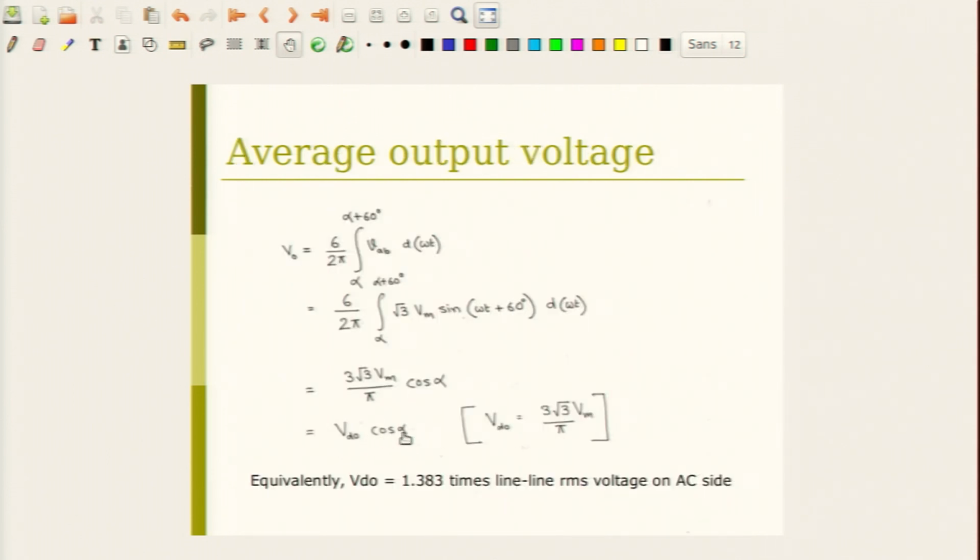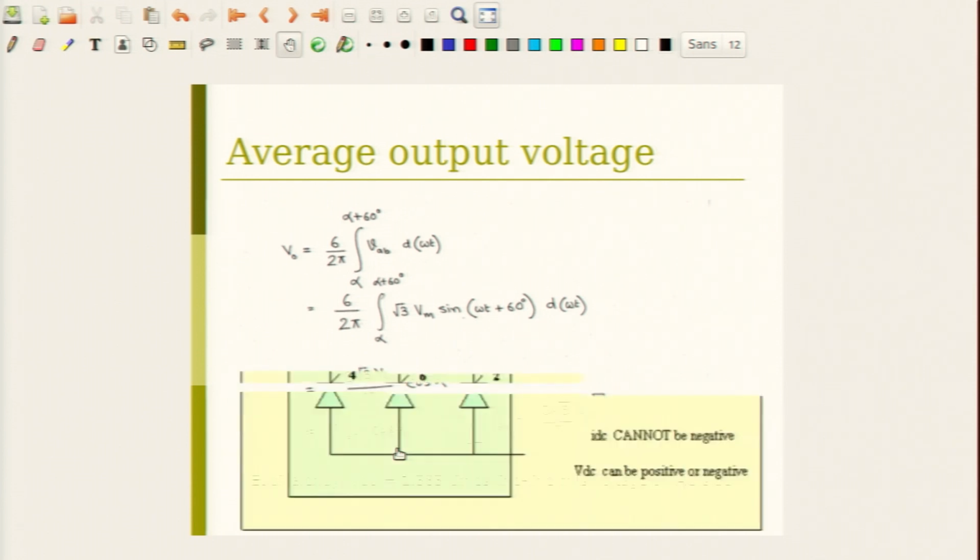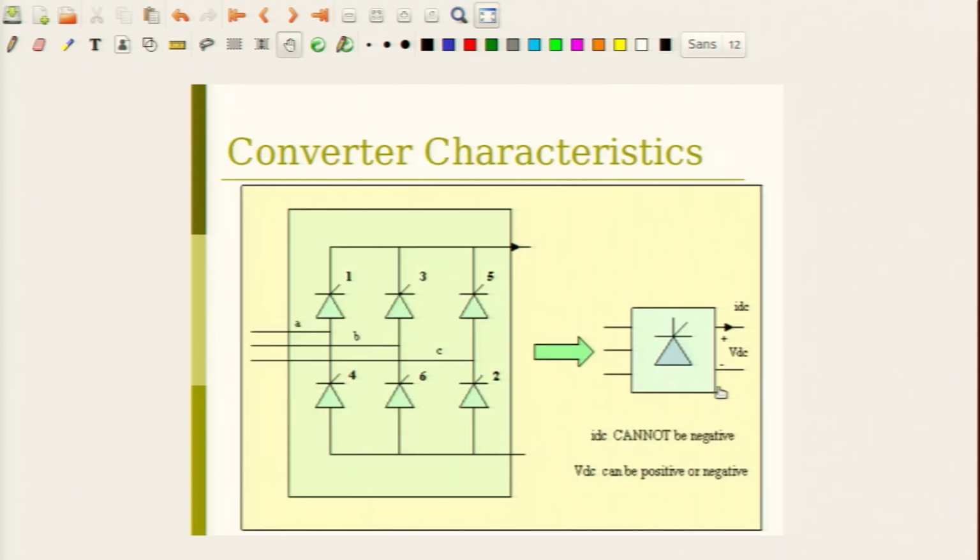If alpha is greater than 90 degrees, the DC voltage can in fact become negative. So, DC voltage can become negative, but IDC cannot become negative. Now, there is an important caveat here, because VDC cannot always be negative. It can be negative provided the current is still in the direction shown there.